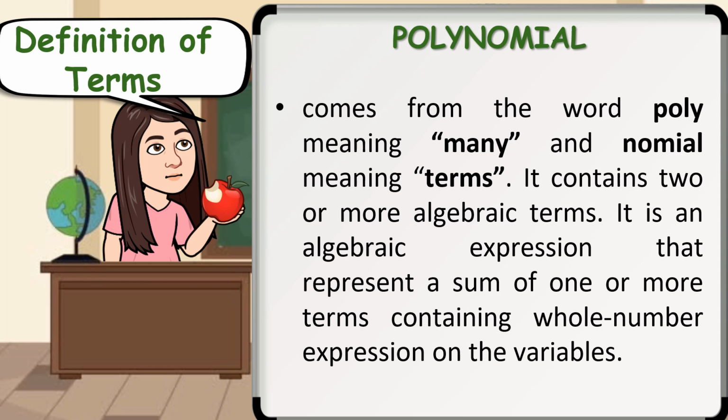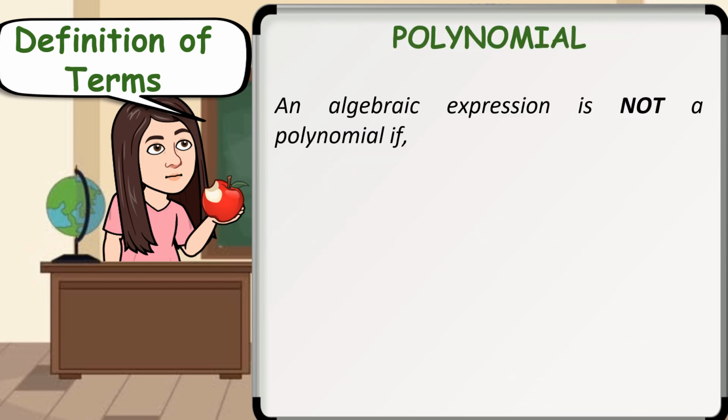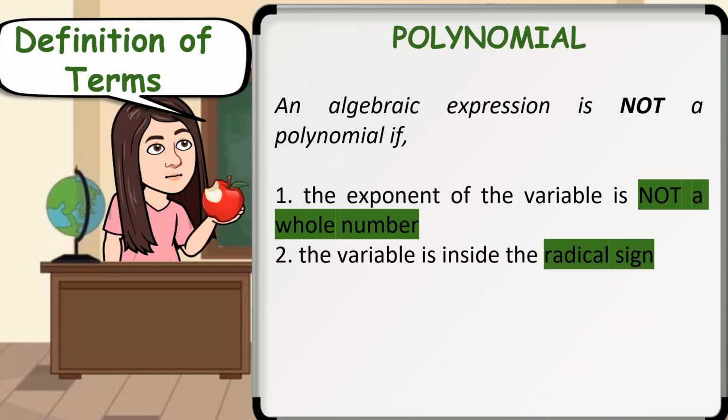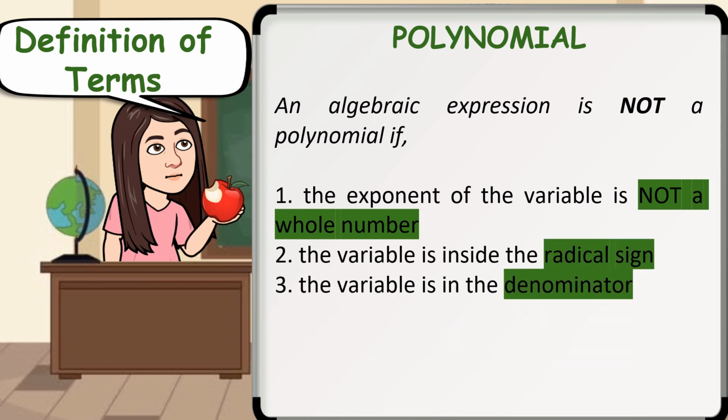It is an algebraic expression that represents a sum of one or more terms containing whole number exponents on the variables. Note that an algebraic expression is not a polynomial if the exponent of the variable is not a whole number, the variable is inside the radical sign, or the variable is in the denominator.